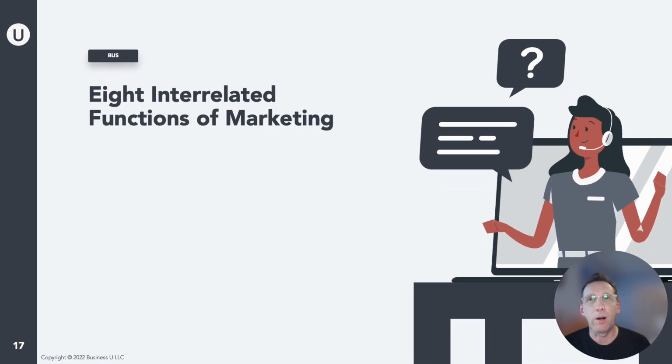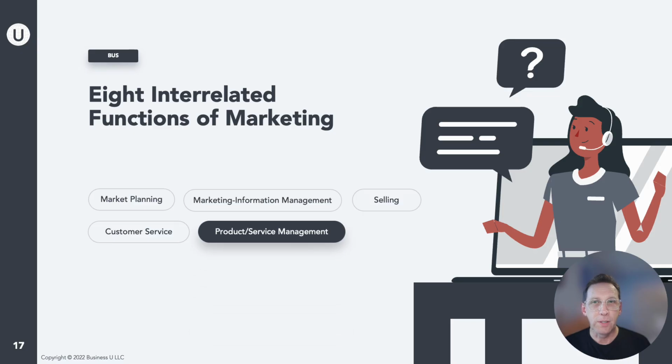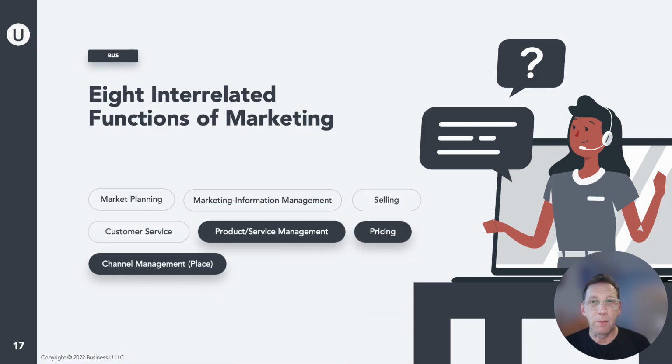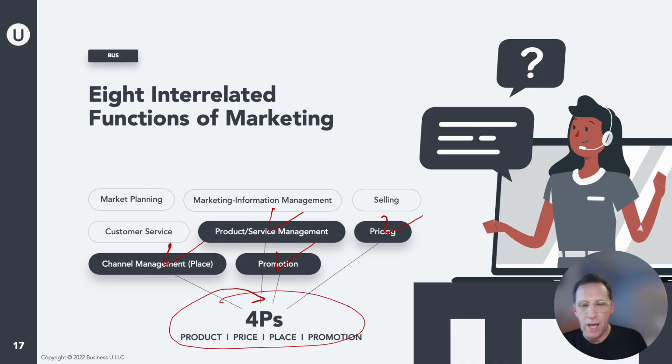Now, when it comes to marketing, there are 8 interrelated functions of marketing. There's market planning, market information management, selling, customer service, product service management, pricing, channel management, place, and promotion. Now, these 4 P's right here are the heart of your marketing strategy, and they've always been known as the 4 P's: product, price, placement, and promotion.